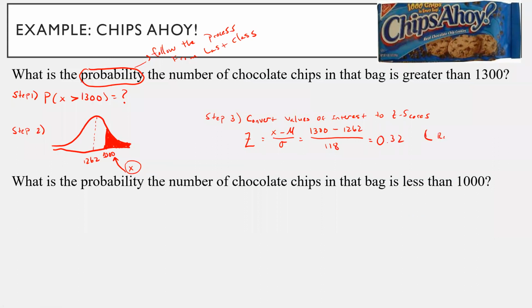So I'll just put that in parentheses. Round z-scores to 2 decimal places. Always. All right, then finally, step 4. Once you got your z-score, the last thing you need to do is use the table to find the area.